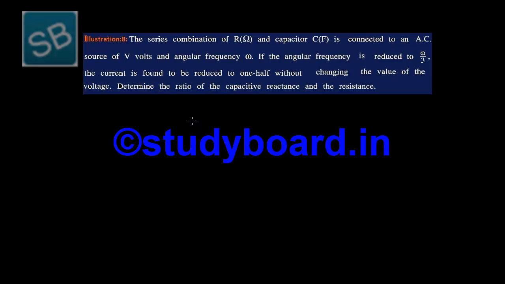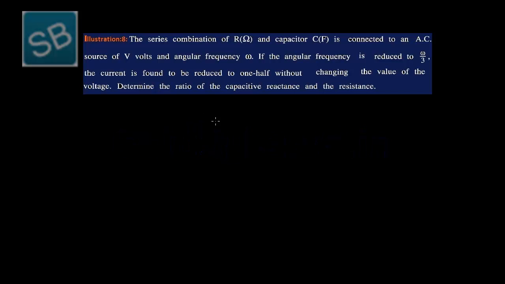Illustration number 8. The series combination of resistance R in ohm and capacitor C in farad is connected to an AC source of V volts and angular frequency omega. If the angular frequency is reduced to omega by 3, the current is found to be reduced to 1/2 without changing the value of voltage. So we have to determine the ratio of capacitive reactance and resistance.